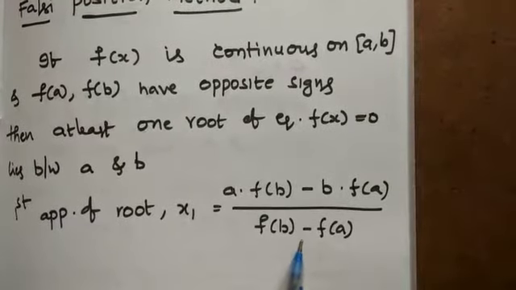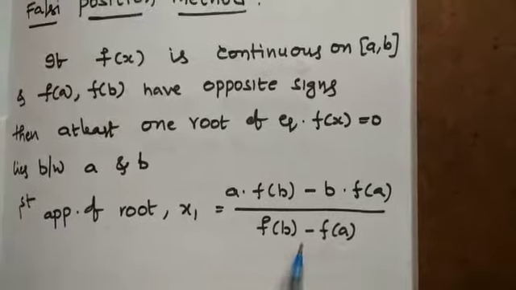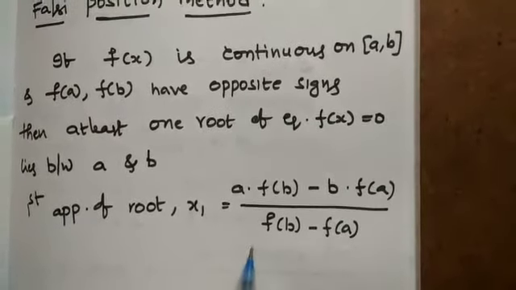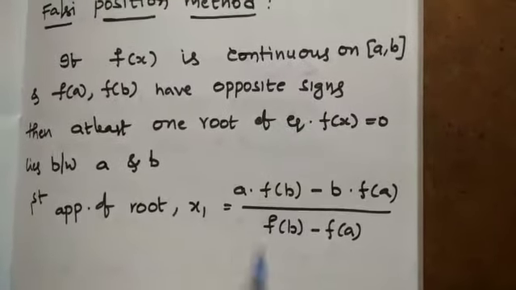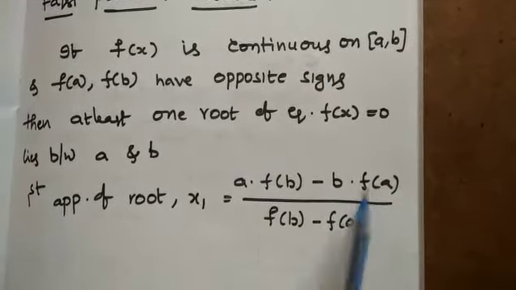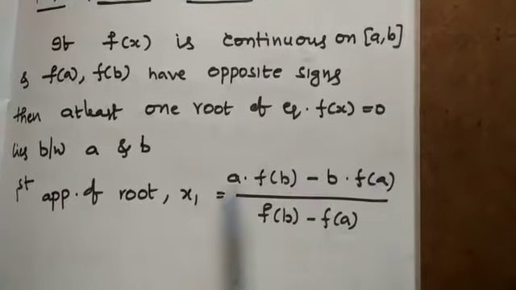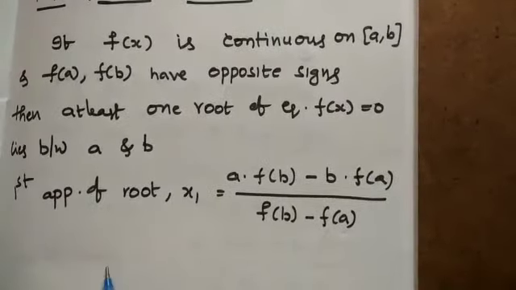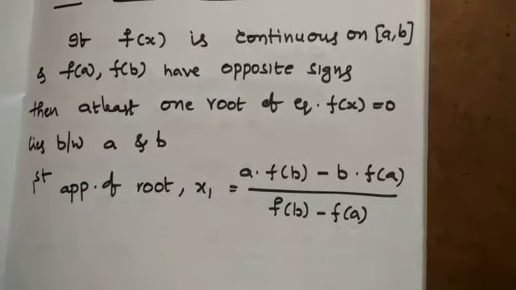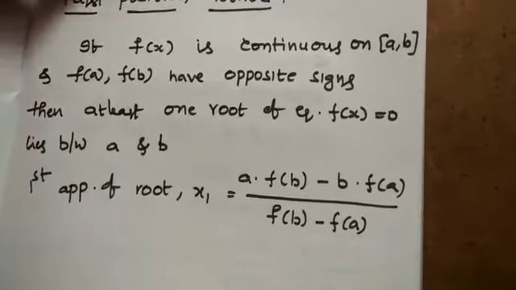In the regula falsi method, we do the same procedure as bisection, but the formula to find the approximate root is this one: (a f(b) - b f(a)) / (f(b) - f(a)). Here the f(a) and f(b) values are useful to decide whether f(a), f(b) have opposite signs, as well as in calculating the approximate root.